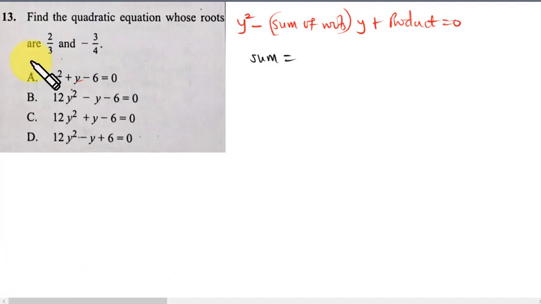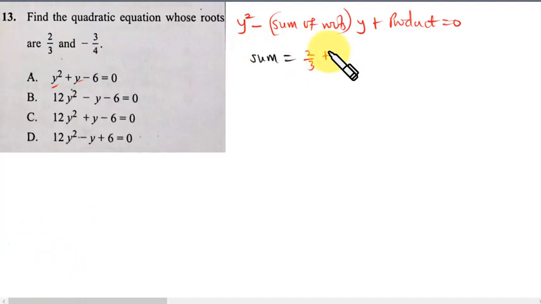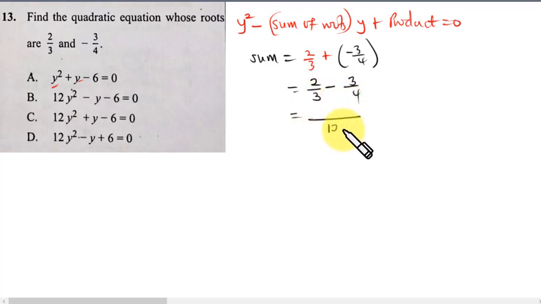I have 2/3 plus -3/4. If you have plus -3/4, that is the same as 2/3 minus 3/4. So let me find the LCM here. 3 and 4, least common multiple is 12. 3 into 12 is 4, 4 times 2 is 8. 4 into 12 is 3, and 3 times 3 is 9. So 8 minus 9 is -1/12. So that is the sum of the roots.